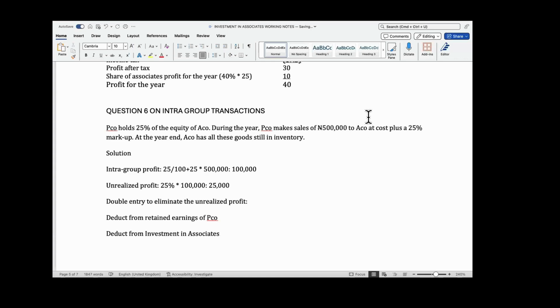Because we sold to Eco, so the inventory is with Eco. And we don't consolidate Eco, so we cannot possibly deduct from inventory because we don't consolidate Eco. So the only candidate for deduction is investment in associates.